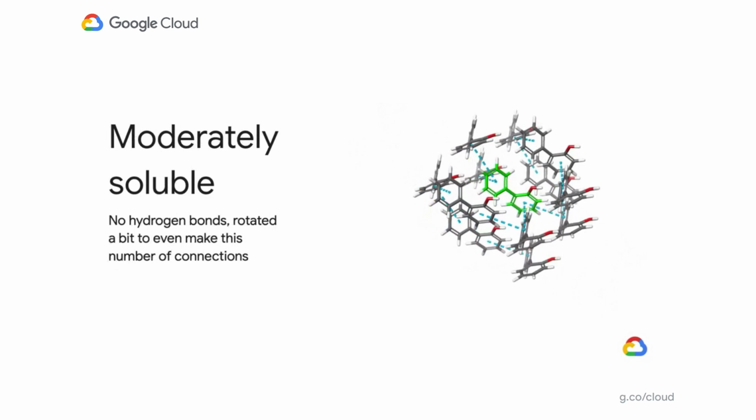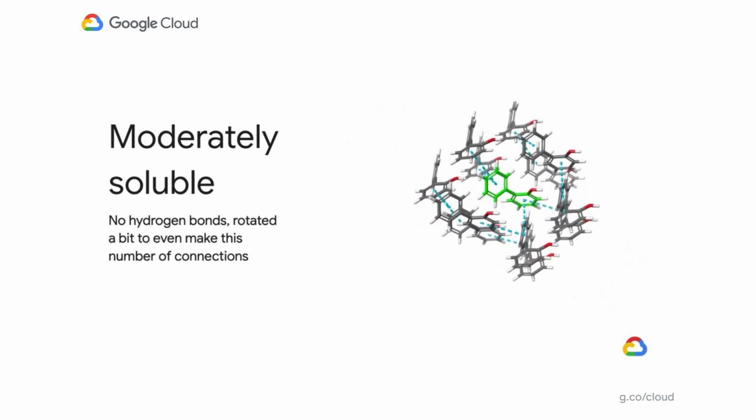If you look at the moderately soluble molecule, you can kind of get an idea for why it is able to come apart a little bit. You'll see there are none of those yellow lines that were really, really strong. All you have is the blue lines, which is a weaker type of interaction. But there are enough of those blue lines that it still holds together quite well.